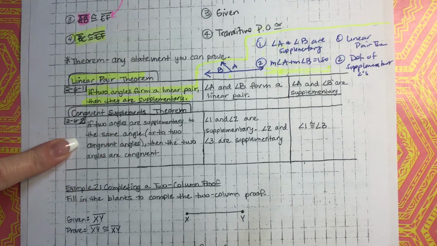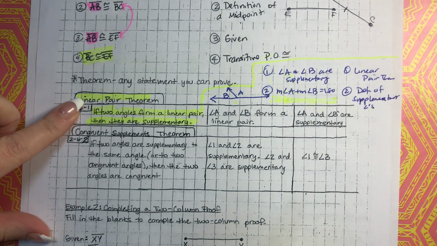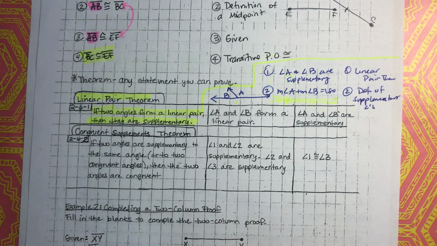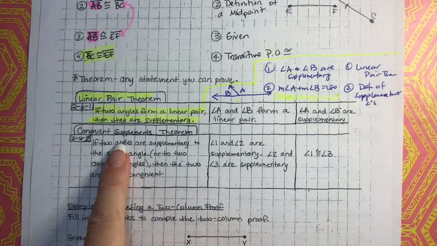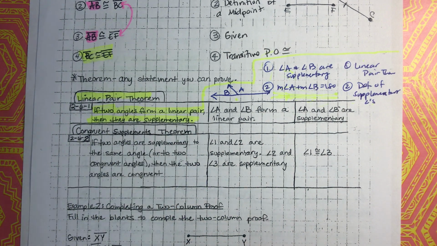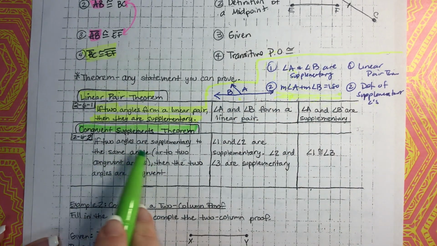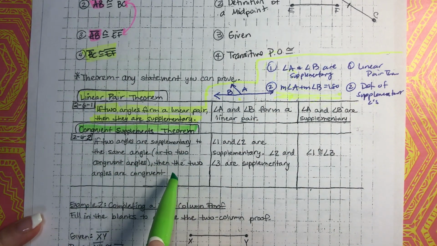Now this other one that we're going to talk about, this one is not going to be as popular as this one, but this is going to be one that you have to know because it's going to make your life easier, and I'm about to show you why in just a second. So this is the congruent supplements theorem. What the congruent supplements theorem says, okay, is if 2 angles are supplementary to the same angle.